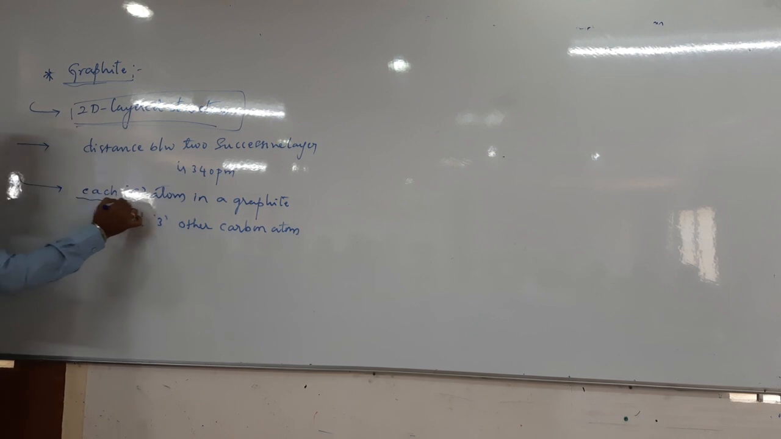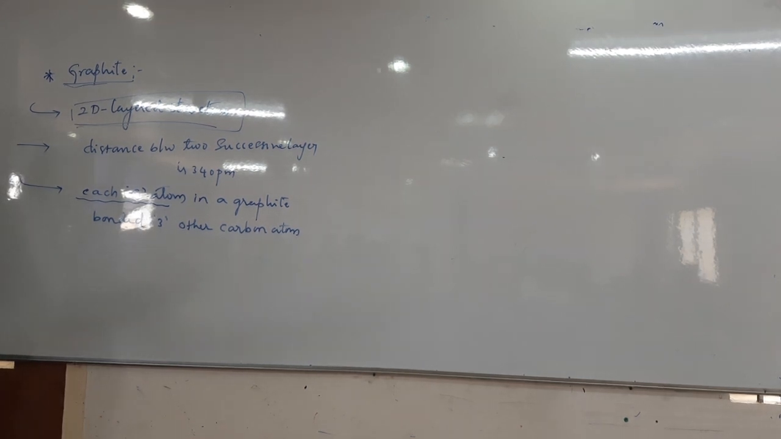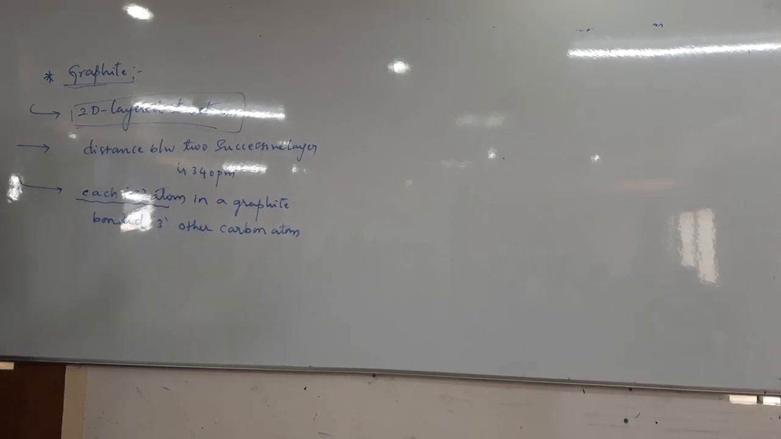In the case of graphite, each carbon atom is surrounded by 3 other carbon atoms. Carbon valency is 4, so only 3 electrons are involved in chemical bond formation. One electron is free, and that electron travels among the molecule, among the compound. That's why graphite behaves as a conductor in nature.